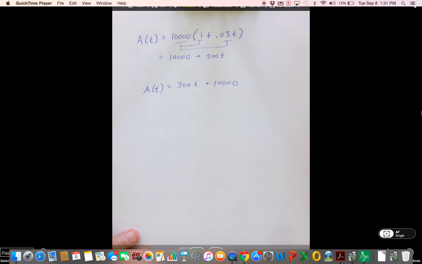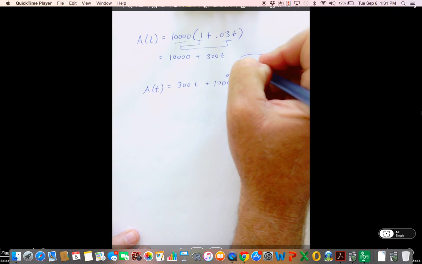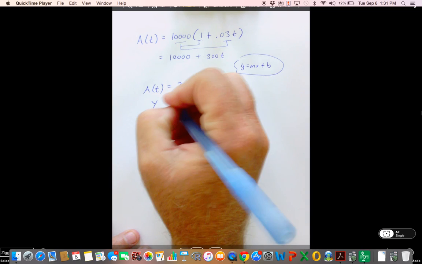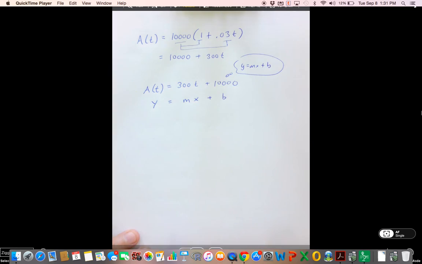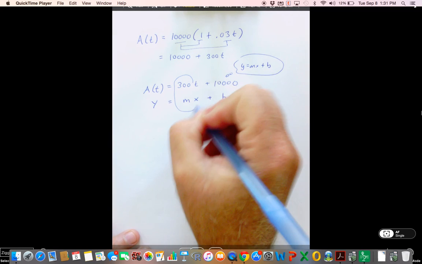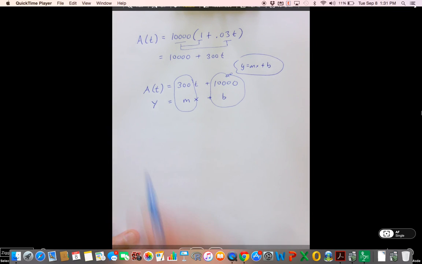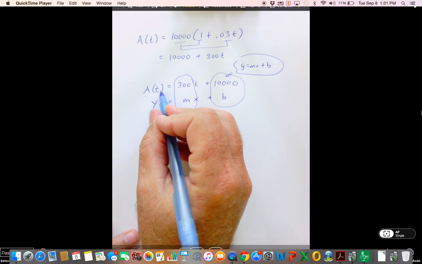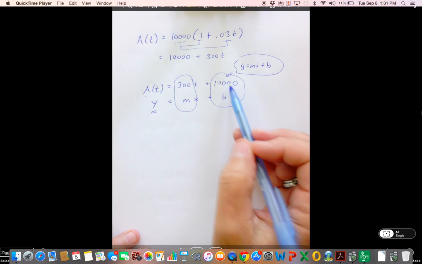and I can see that A of t equal 300t plus 10,000 starts to take on the form of a linear function. Y equals mx plus b. My slope is 300. My intercept is 10,000. And my y, which is the ending balance after a particular t, can be calculated by using this function.